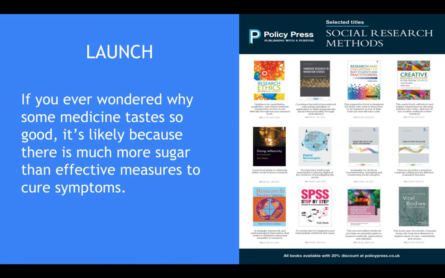I'll leave you with this. If you ever wonder why some medicine tastes so good, it's likely because there's much more sugar than effective measures to cure symptoms. All right, so there is a lesson in the Google Classroom.